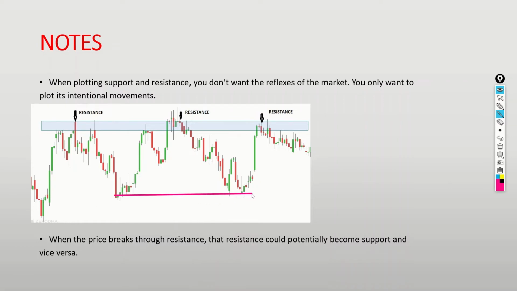See, it's a line. And then here is a line, connect to this level. Then down here becomes the market reflex. There's a market reflex, and we do not consider that reflex. Okay. So when the price breaks through the resistance, that resistance could potentially become a support level, and when the price hits a support zone, that support zone could become a resistance level.